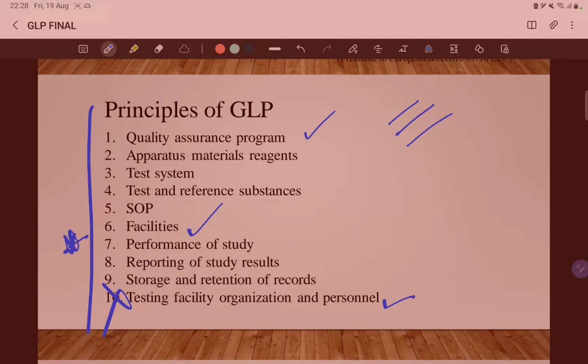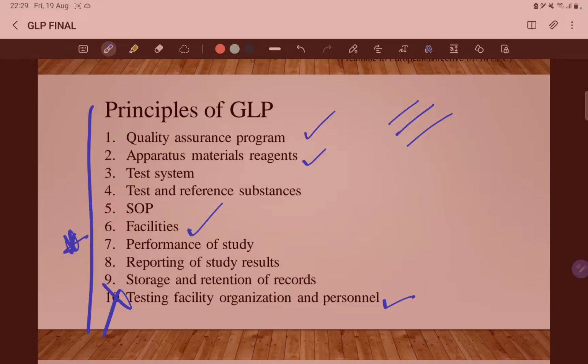Third are the facilities. Let's discuss facilities: suitable size, construction and location, adequate degree of separation of the different activities, isolation of test systems and individual projects to protect from biological hazards, storage rooms, and suitable rooms for the diagnosis, treatment and control of diseases.